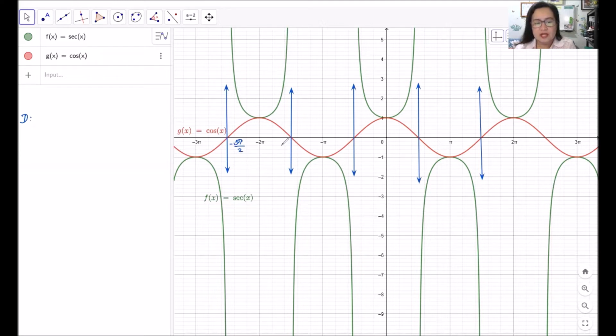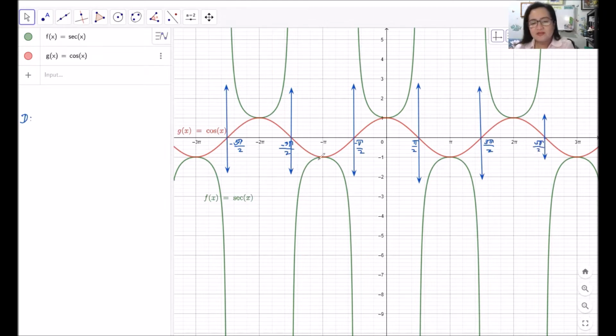Okay, then here we have -3 pi over 2. Then we have negative pi over 2. Then this will be positive pi over 2. Then here we have 3 pi over 2. Then at this point, we also have a vertical asymptote. We will have an asymptote at the point having abscissa 5 pi over 2.